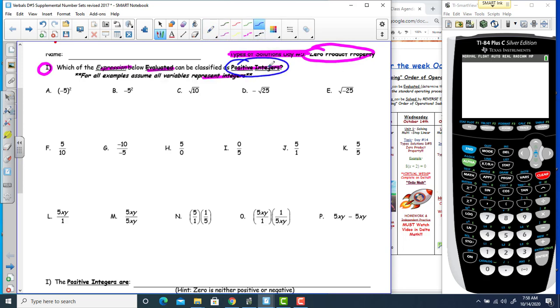So the positive integers technically would include 1, 2, 3, 4, and 5. We typically say 0 is neither positive or negative, and obviously we don't want to include the negatives because we were told just to have the positive integers. So we're looking to see which of these expressions evaluate to be a positive integer. Take a minute, pause the video, and see what you get.